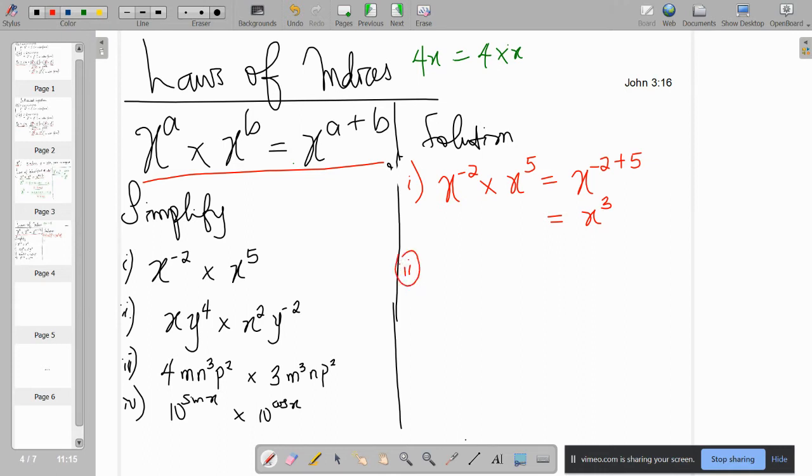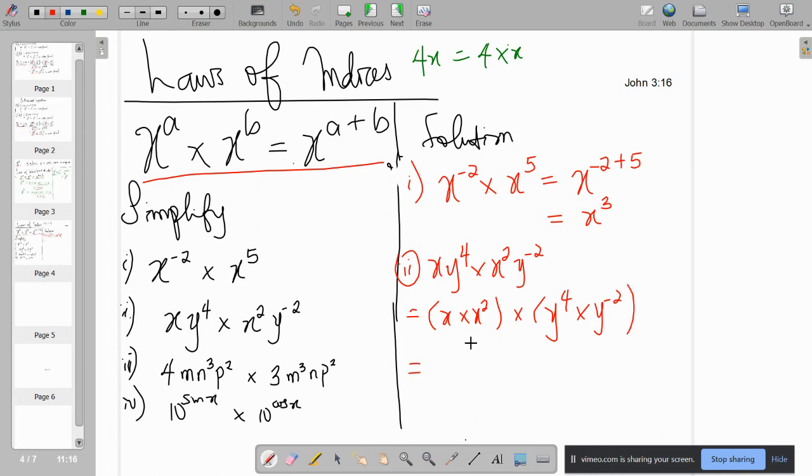For the second part of it, we have xy raised to power 4 times x2 raised to power minus 2. The way this one goes is such that here we have two variables, unlike the first one where we have just a single variable. You group the variables together to make it easier. I can say this is equal to x times x raised to power 2, then times y raised to power 4 times y raised to power minus 2.